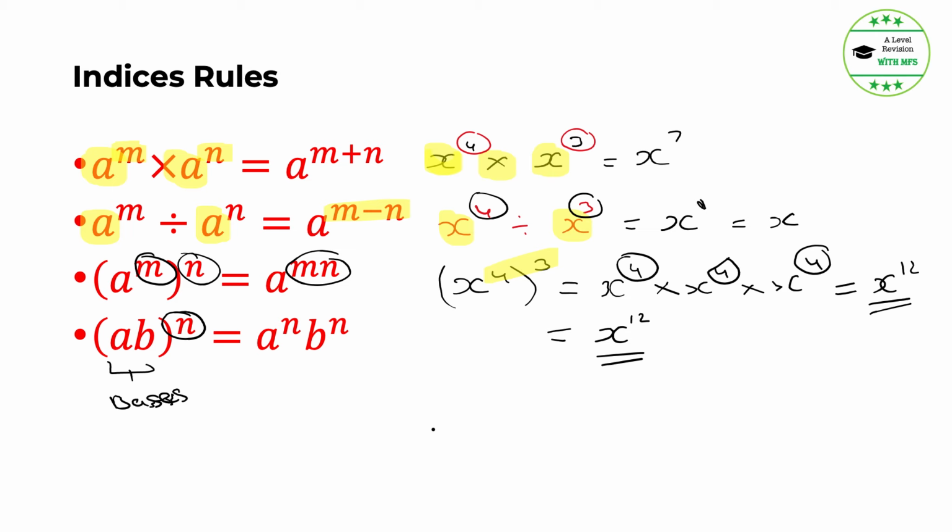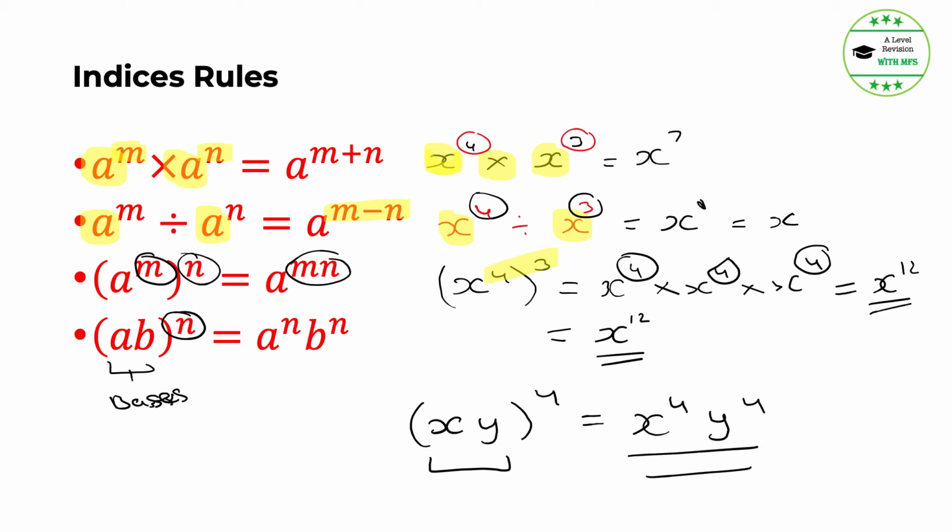For example, let's say we had (xy) to the power of 4. What that means is everything inside the brackets, because we don't have any exponents, so the bases, will be raised to the power of 4. So this would be the same as x to the power of 4 and y to the power of 4. Okay? So those are the 4 key indices rules that you need to be familiar with.